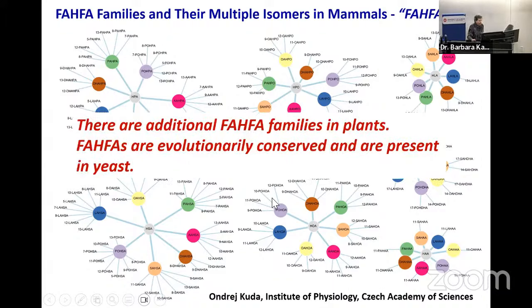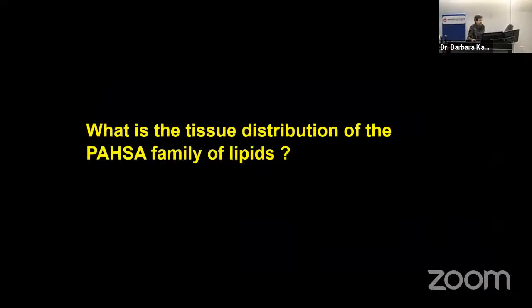So there are also additional FAFA families in plants, and FAFAs are evolutionarily conserved and are present even in yeast. So we have studied mainly the palmitic acid hydroxystearic acids. So what is the tissue distribution of the PASA family of lipids?